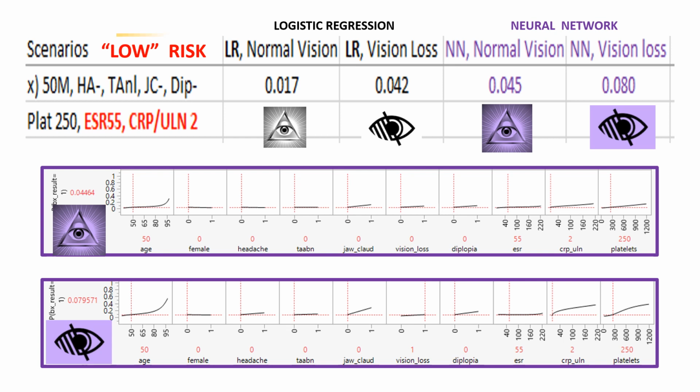In the case of an asymptomatic 50-year-old with mildly elevated ESR and CRP, his giant cell arteritis risk is 1.7% on logistic regression and 4.5% on neural network. If the same patient had vision loss, the risk is 4.2% on logistic regression and 8% on neural network. Notice that when the patient lost vision, the profile curves for age, jaw claudication, CRP, and platelets all increased.